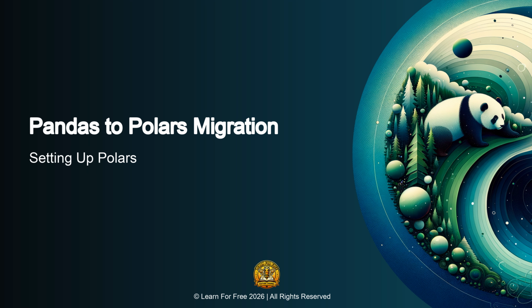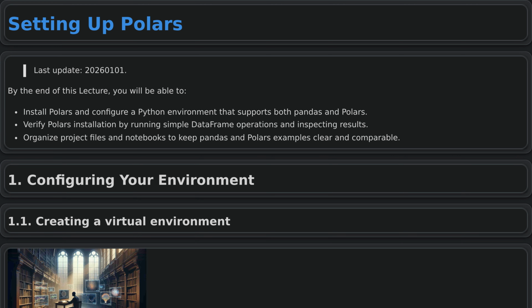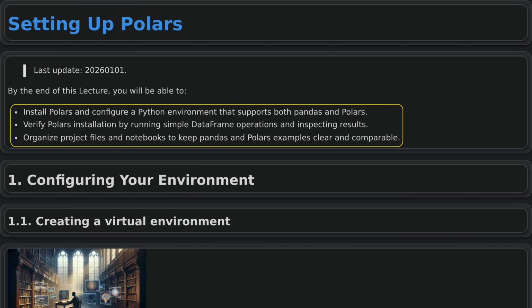Module 1, Lecture C, Setting Up Polars. By the end of this lecture, you will be able to install Polars and configure a Python environment that supports both Pandas and Polars. Verify Polars installation by running simple DataFrame operations and inspecting results. And organize project files and notebooks to keep Pandas and Polars examples clear and comparable.